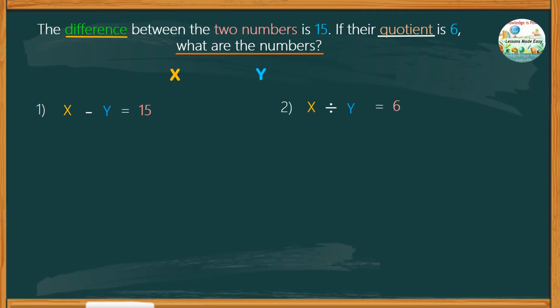Let's simplify the first equation to help us determine the value of x. We move minus y to the other side of the equation. We now have x equals 15. Minus y will become plus y. This is our new equation: x equals 15 plus y.